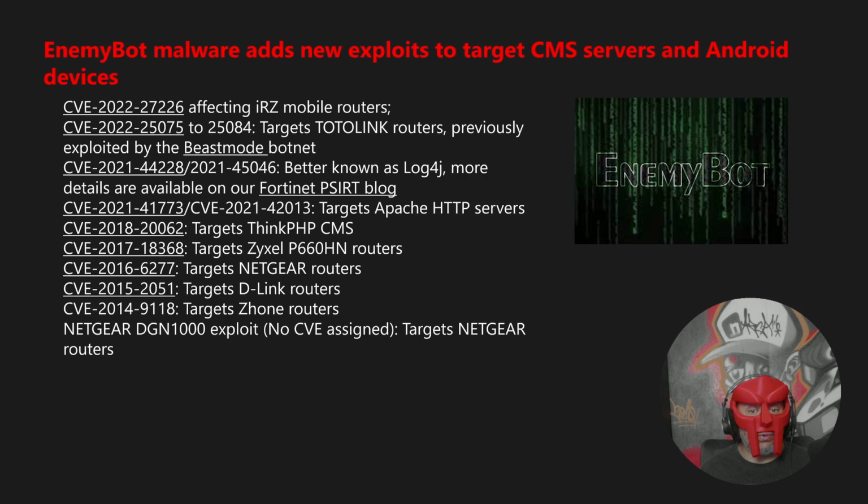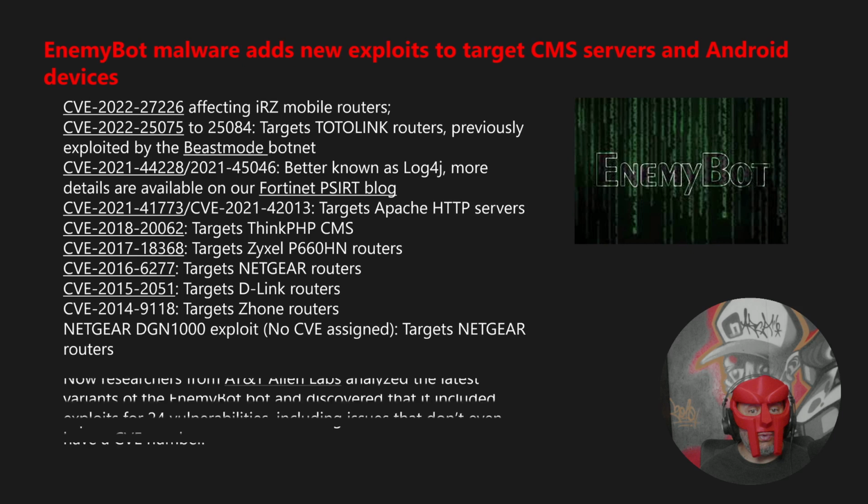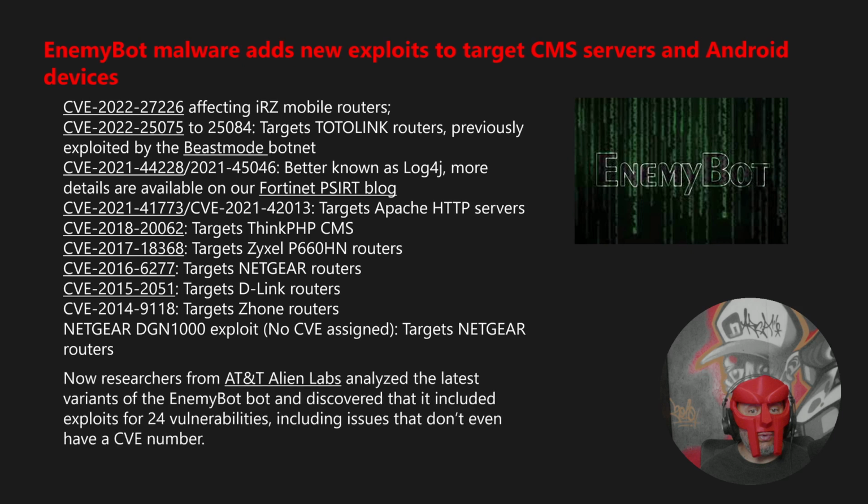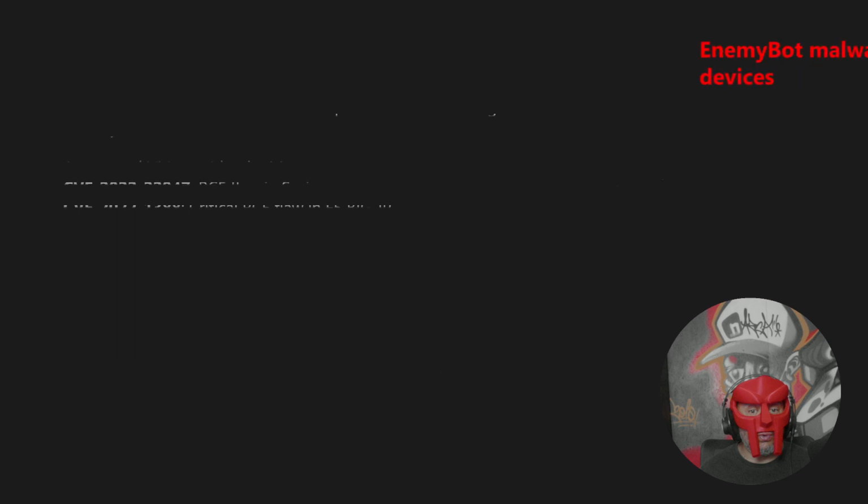CVE-2017-18368 targets Zyxel P660HN routers, for those of you that use it. CVE-2016-6277 targets Netgear routers. CVE-2015-2051 targets D-Link routers. CVE-2014-9118 targets Zoom routers. And then there's the Netgear DGN1000 exploit, where there's no CVE assigned, and it targets Netgear routers. Now, researchers from AT&T Alien Labs analyzed the latest variants of the EnemyBot botnet and discovered that it included exploits for 24 vulnerabilities, including issues that don't even have a CVE number like the Netgear one.